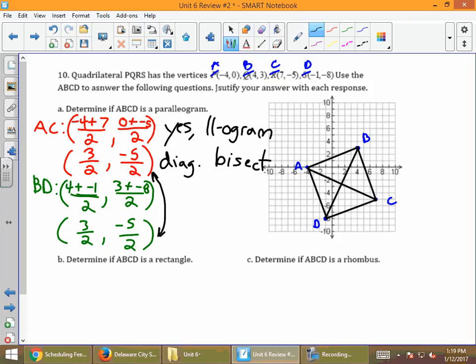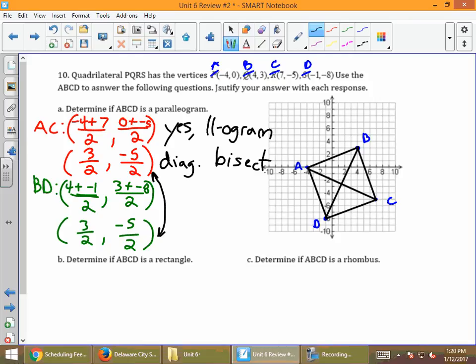We got to continue on. Now we got to see if it's a rectangle. Okay. What makes a rectangle a rectangle? Angles. 4 right angles. That is correct. A rectangle does have 4 right angles.